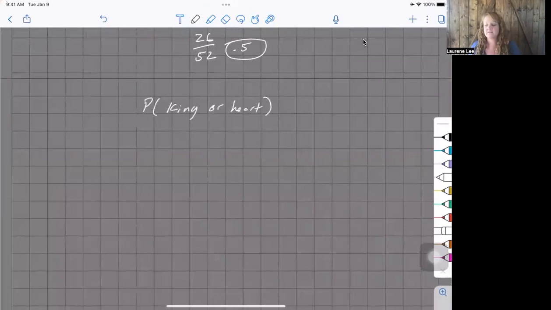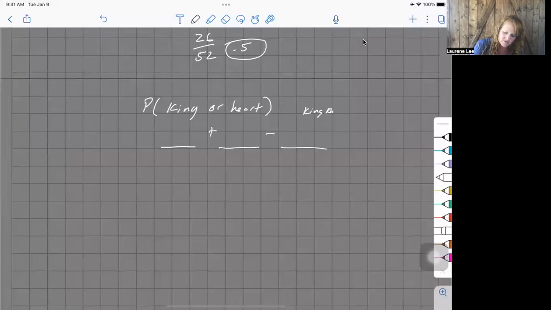Okay. So again, I've got 2 options here. I can get a king or a heart. Sorry, my neighbor's using the saw next door. If you hear a little background noise. So king or a heart, or is plus. I've got two options here, and I'm going to subtract off a king and a heart. So any cards that are both.